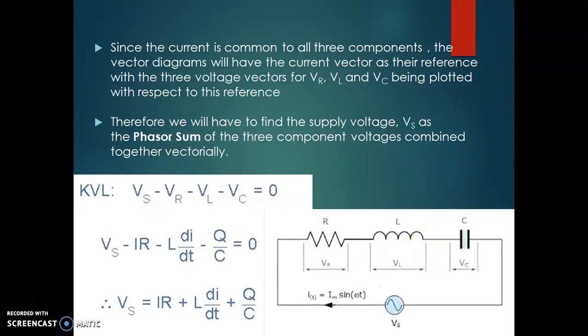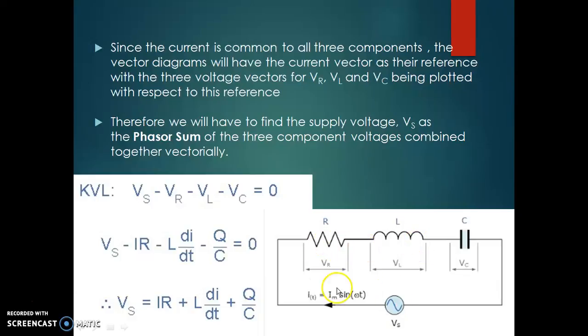Since the current is common to all three elements in the series RLC circuit, the vector diagrams will have the current vector as the reference with the three voltage vectors for VR, VL and VC being plotted with respect to this reference of a current. Therefore, we'll have to find the supply voltage Vs as the phasor sum of the three component voltages combined together vectorially.